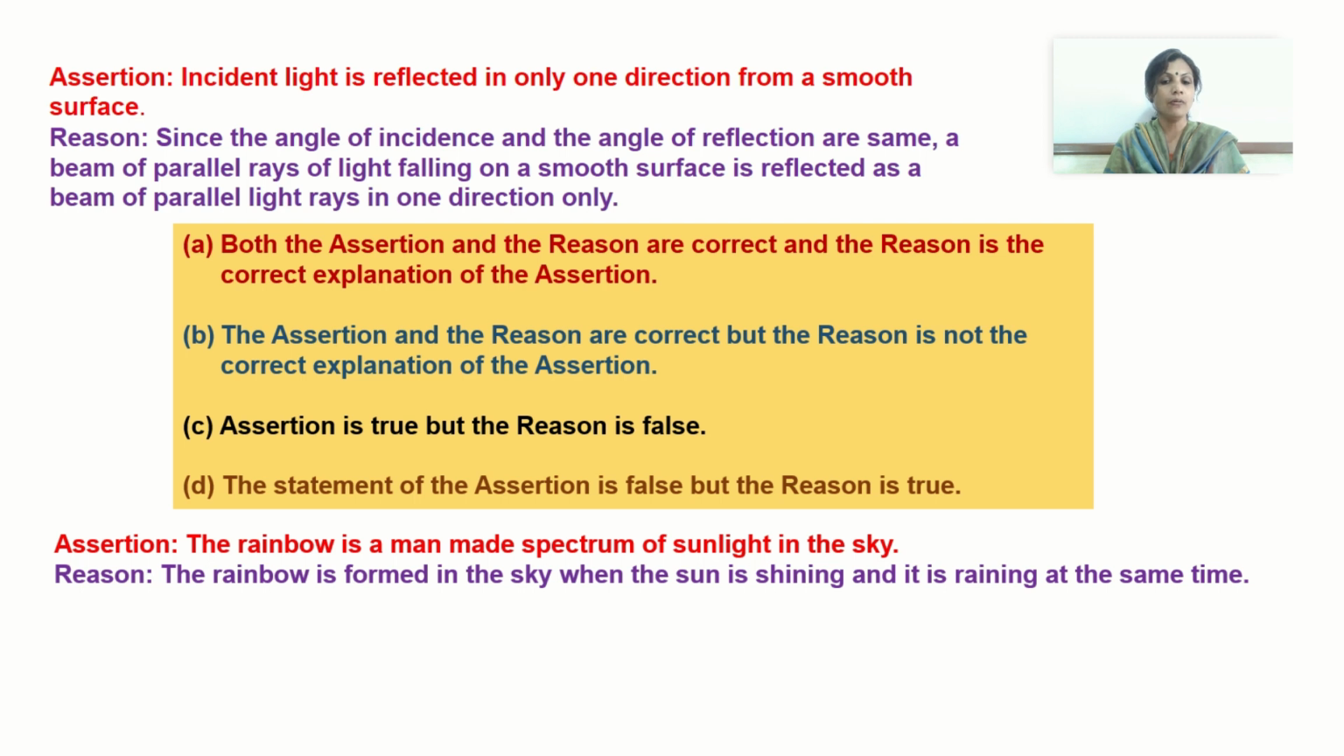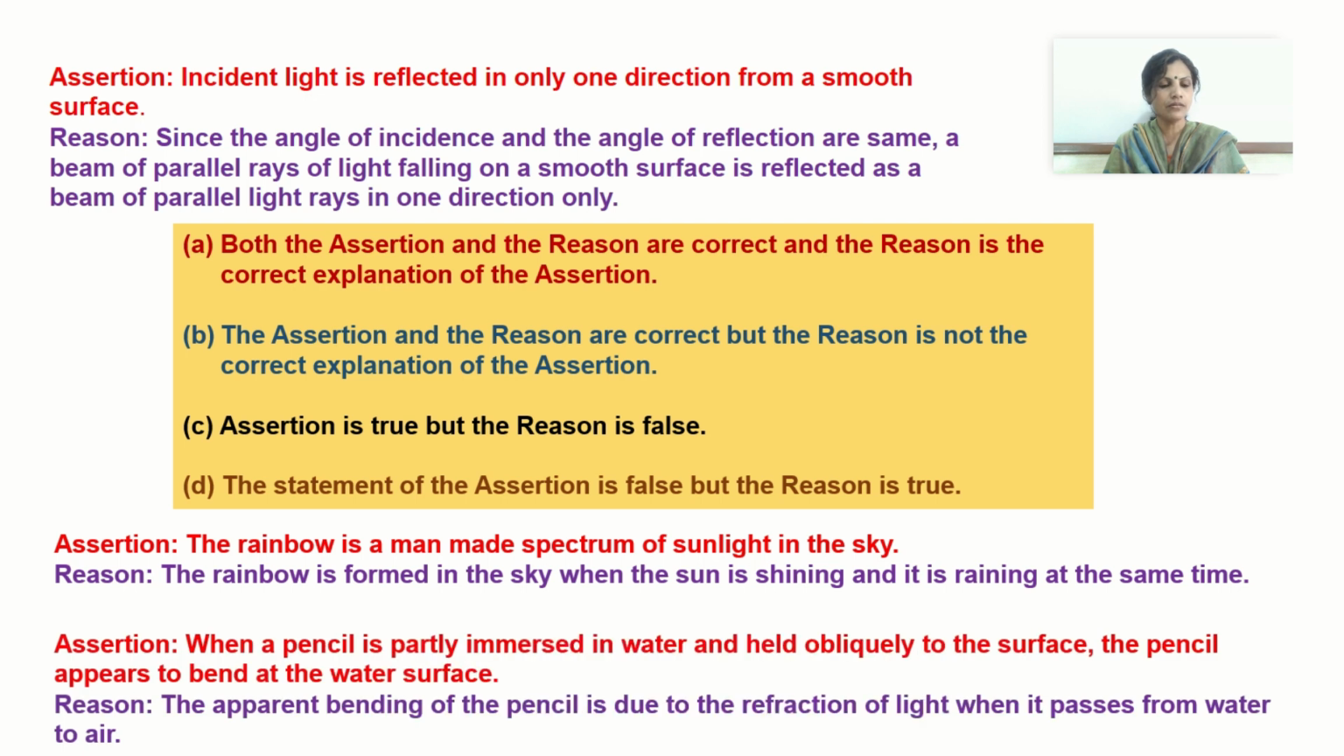Alright, so this is how you have to select the answer. So option D is the correct option here, that the statement of assertion is false, but the reason is true. Alright, see the third set of question. Assertion: when the pencil is partially immersed in water and held obliquely to the surface, the pencil appears to bend at the water surface. Reason: the apparent bending of the pencil is due to refraction of light when it passes from water to air. Alright, and this is absolutely correct.